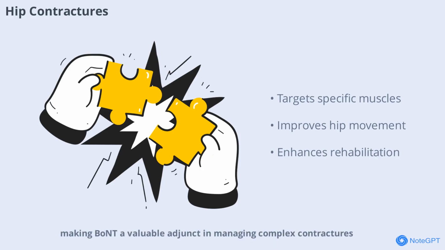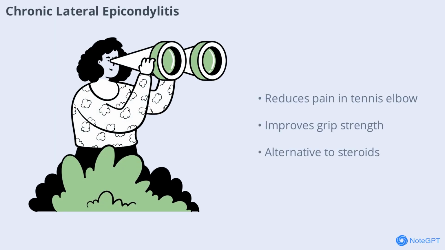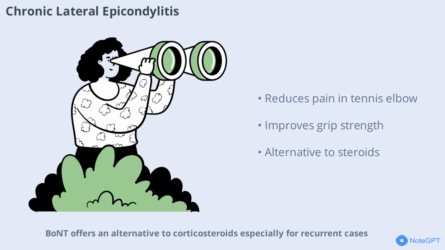Chronic lateral epicondylitis, also known as tennis elbow, is a degenerative tendon disorder that can cause persistent pain. BONT injections, either intramuscular or intratendinous, have been shown to reduce pain and improve grip strength. The analgesic effect may last up to 16 weeks, and targeting the correct muscle with low doses can minimize side effects like temporary muscle weakness. BONT offers an alternative to corticosteroids, especially for recurrent cases.